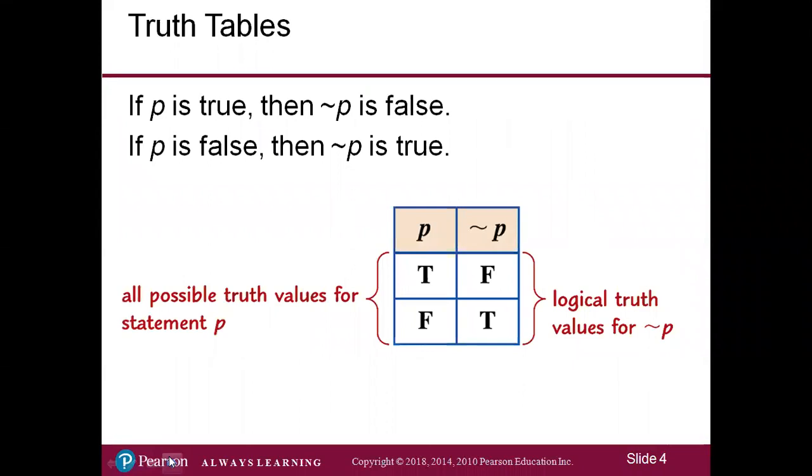If P is true, then not P is false. If P is false, then not P is true. All possible truth values for the statement P are listed in the first column. P is either true or false, and the logical values for not P are listed in the second column.